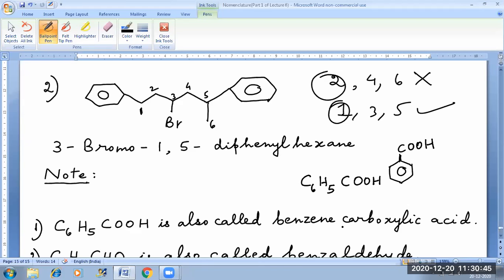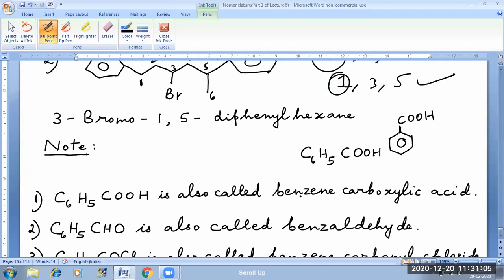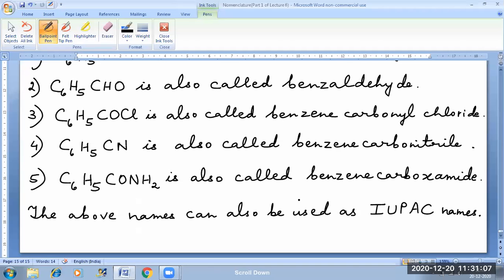I gave you in the table. It is also called benzene carboxylic acid. Both are IUPAC names. Benzoic acid is also an IUPAC name. Benzene carboxylic acid is also an IUPAC name. Similarly for the others. All these are alternative IUPAC names. You should know these also.